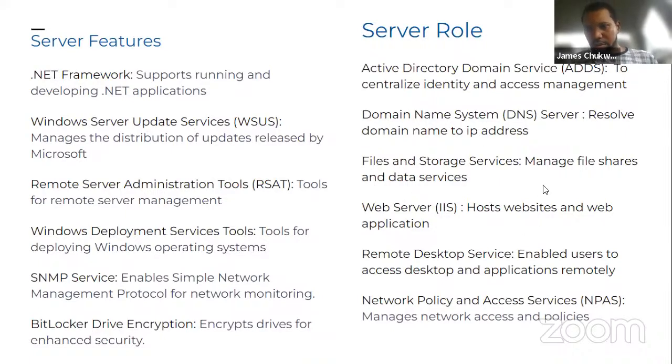Is anybody who is seeing the screen able to help me with how I can move this out of the way? Server roles: Active Directory Domain Services, the domain name system, file and storage services, then web server, then remote desktop services, network policy and access services. How do I move this out?